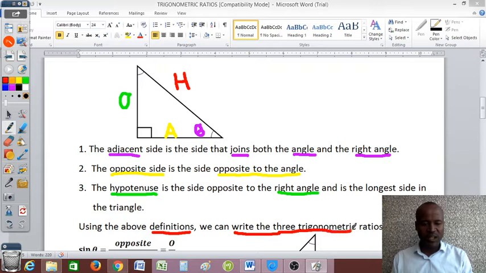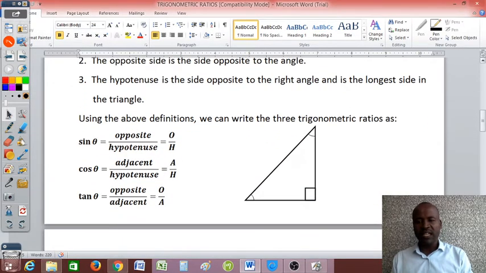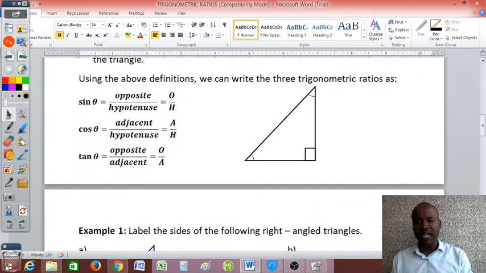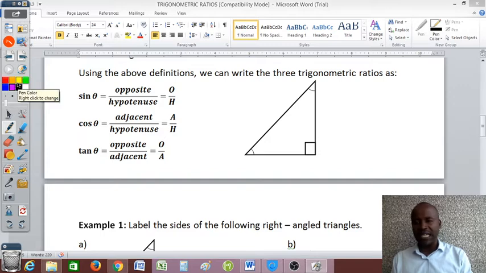Which are these three trigonometric ratios? The sine, cosine, and tangent. How? We'll see. As I said, we have already given the three special names for the three sides of a right angled triangle. Now we use the same thing. Once you have been given the angle, you can easily give special names for the sides. Now which angle is given here?